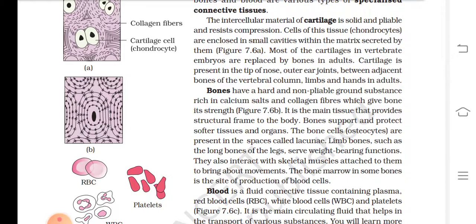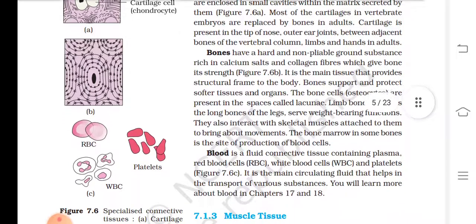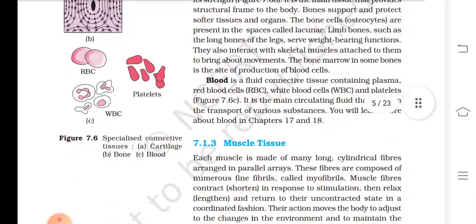Bones have a hard and non-pliable ground substance rich in calcium salt and collagen fiber which give bone its strength, that is given in figure 7.6b. It is the main tissue that provides structural frame to the body. Bones support and protect softer tissues and organs. The bone cells called osteocytes are present in the spaces called lacunae. Limb bones such as the long bones of the leg serve weight bearing function. They also interact with skeletal muscle attached to them to bring about movement. The bone marrow in some bones is the site of production of blood cells.